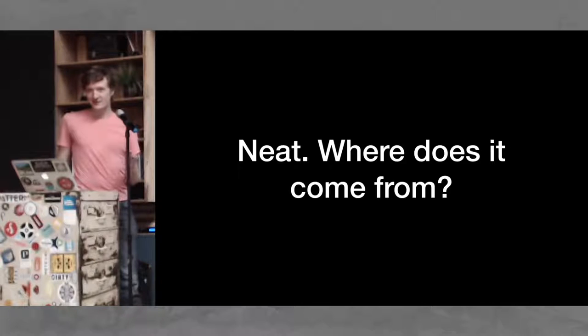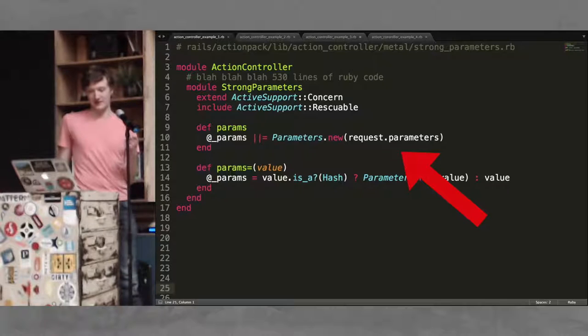We kind of already answered this a little bit because we just showed you the module where it's defined. So we already know it comes from action controller. But let's dig a little bit deeper, because when we look at that action controller, it uses this request variable and then calls parameters on it, and that's where the data actually comes from.